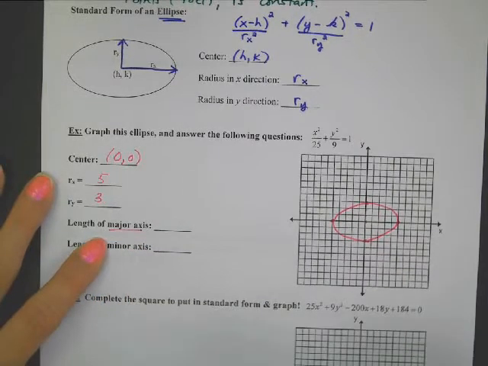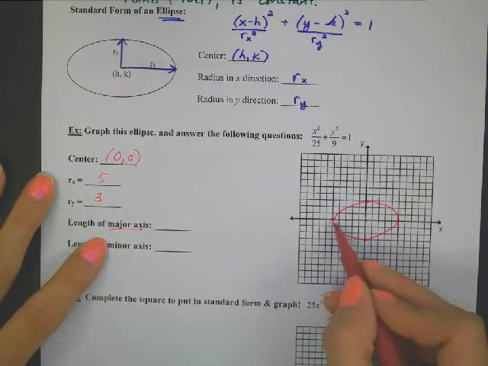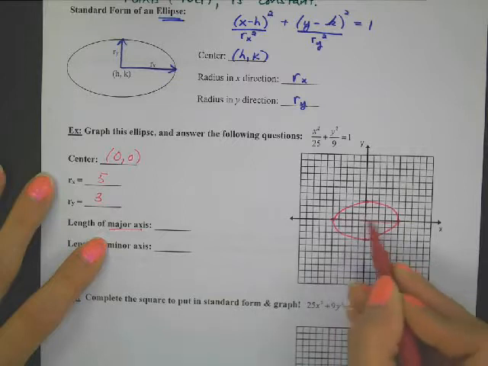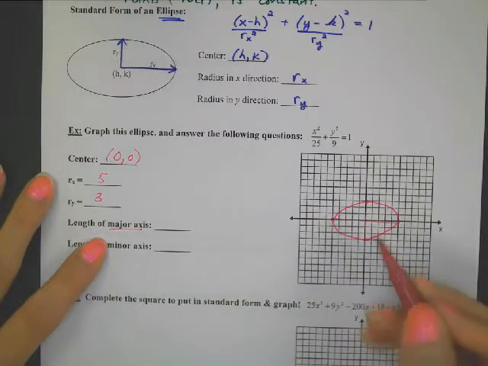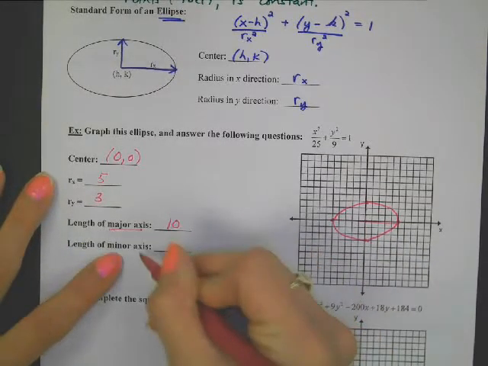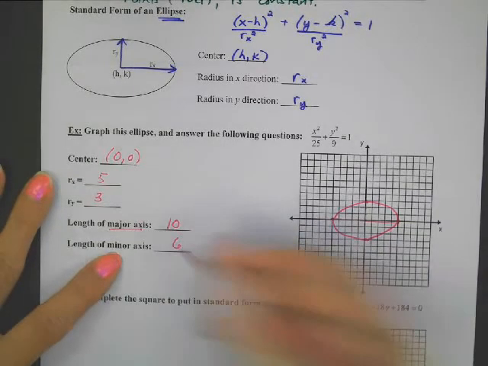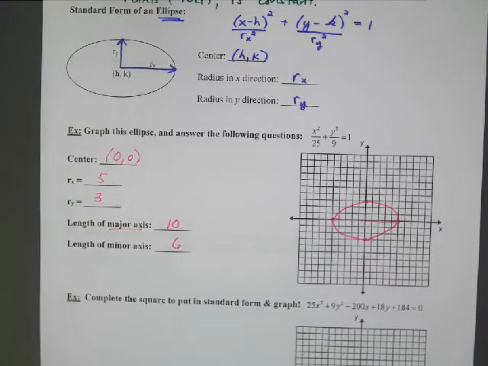The major doesn't mean x or y, it means who's bigger. In this case, the bigger one is going left and right. So the length of this axis, 5 to the right, 5 to the left, would be 10 units. The length of the smaller one, the minor one, 3 up, 3 down, would be 6. And that's how you do an ellipse.